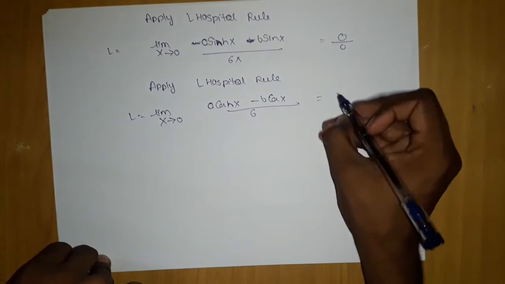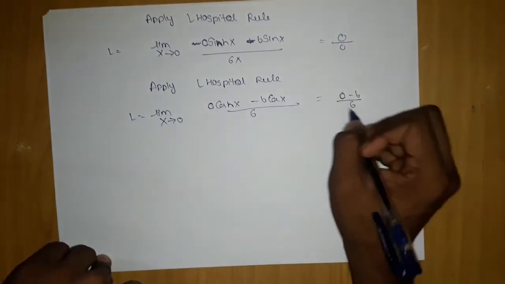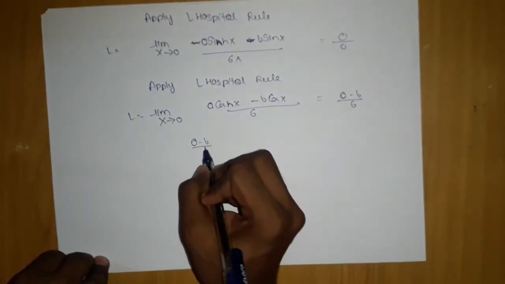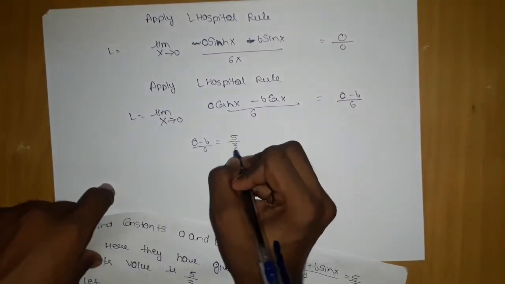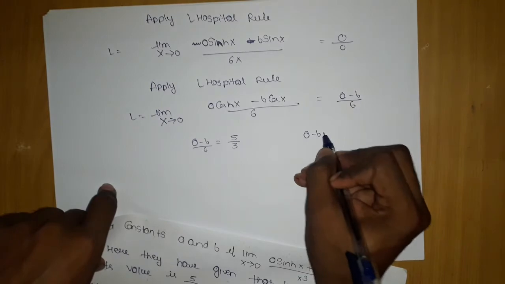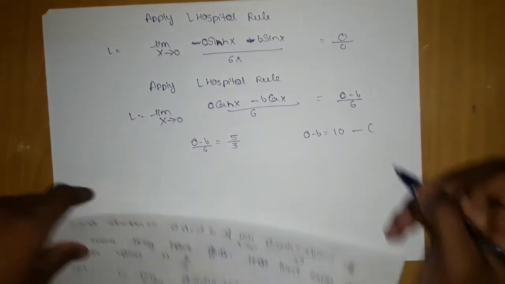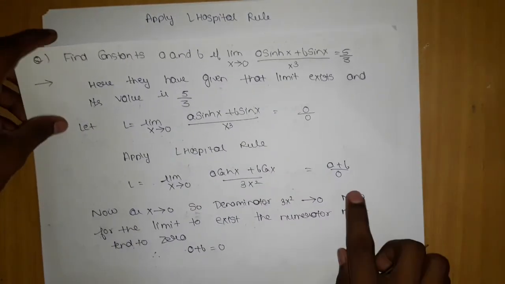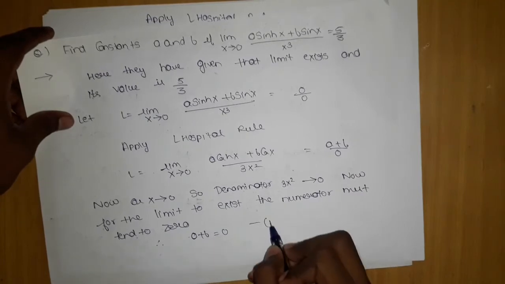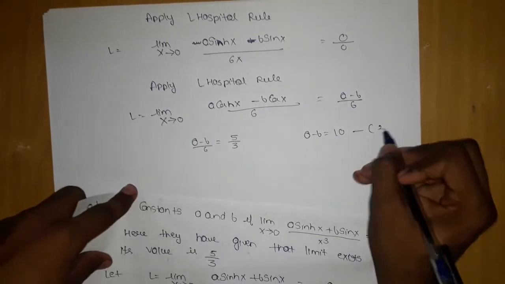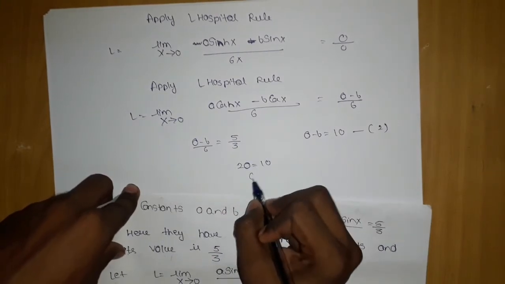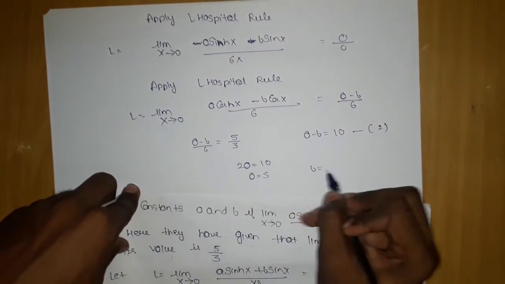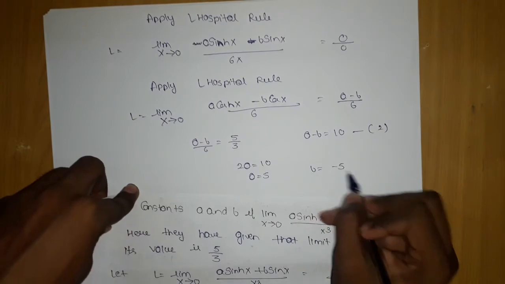Now if I substitute the value, I have a minus b by 6, which is a constant value. So a minus b by 6 must be equal to the limit, which is given as 5 by 3. And if this is true, a minus b should be equal to 10, and this is one equation from here, which was this one. We have the second equation from here. Add both, we get 2a equals 10, a equals 5, and this is true. b is equal to minus a, so b is equal to minus 5.